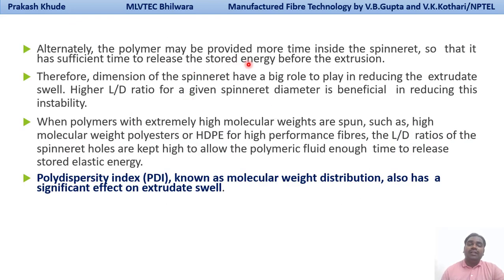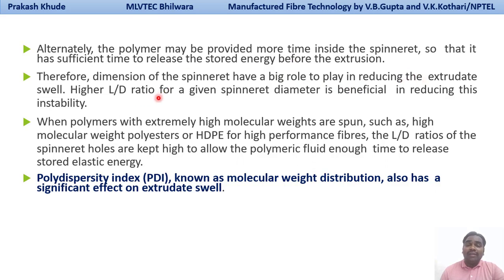Alternately, the polymer may be provided more time inside the spinneret so that it has sufficient time to release its stored energy before extrusion. So another way by which we can reduce this is to give much more time inside the spinneret itself so that it can get sufficient time to relax or release its stored energy before it is extruded. Therefore the dimension of the spinneret has a big role to play in reducing your extrudate swell.